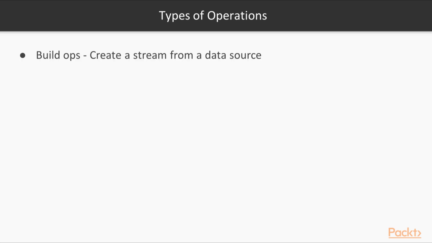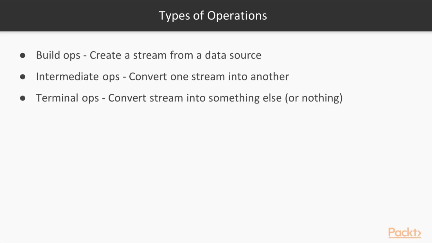First, there's a special kind of operation, which is build operation. This is an operation that creates a stream from some data source. Next, there's intermediate operations. They convert one stream into another, and possibly into a stream of another type. Finally, there's terminal operation. They convert a stream into something else, or maybe nothing, meaning that there's terminal operations that return void because they have some other side effect. So rather than returning a value, they change the state of something else.